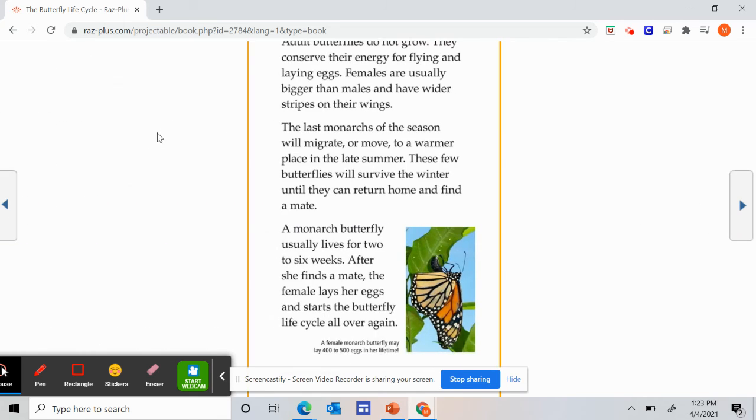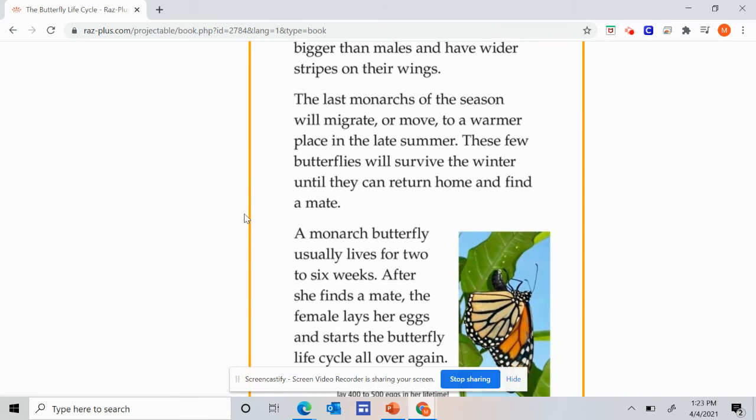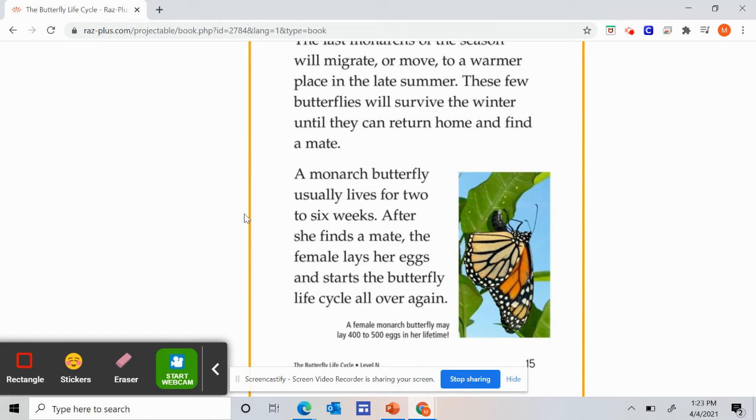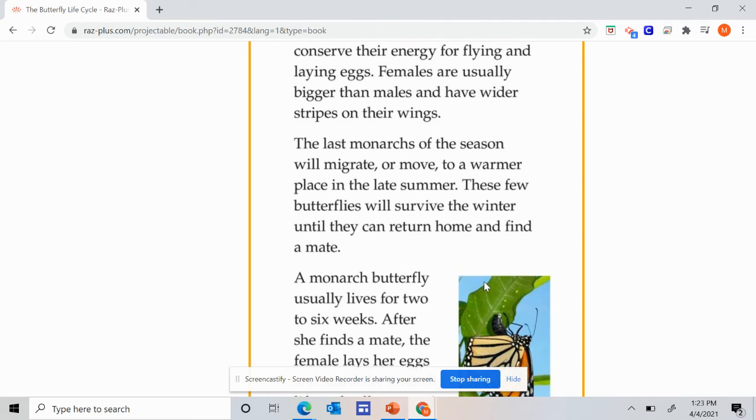So, guys, just like the other cycles that we've talked about in science and social studies, like calendars and seasons, this life cycle continues and repeats over and over again. So the adult female lays eggs. Those eggs hatch into caterpillars, which grow into pupa. And then again, it emerges as an adult butterfly that can lay eggs.